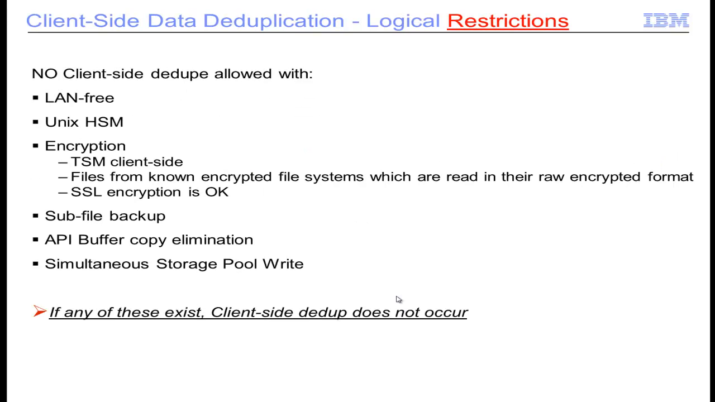Some of the restrictions on the TSM clients, other than the 2 kilobyte size limit, is it is not supported for LAN-free, for Unix HSM, for subfile backup, for API buffer copy elimination, or for simultaneous storage pool writes. We also don't support client-side encryption, but we do allow for SSL encryption between the TSM server and client.